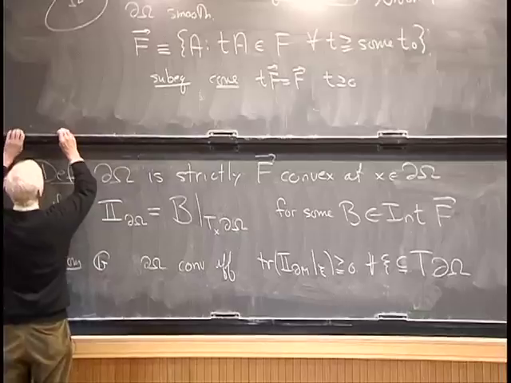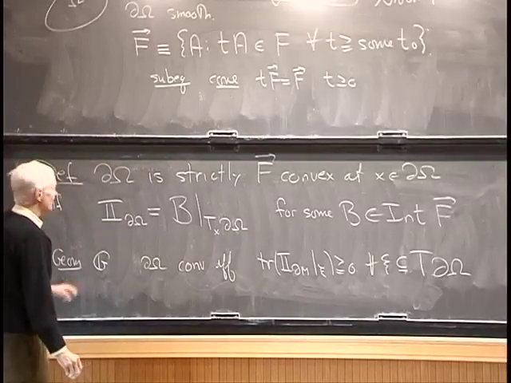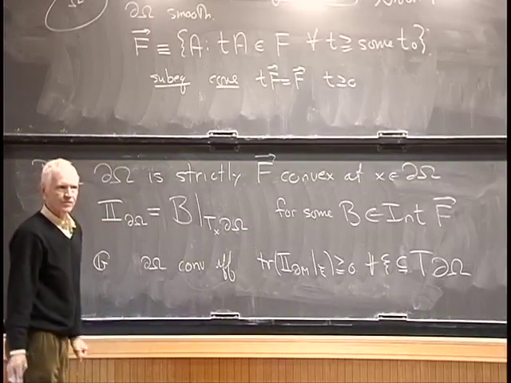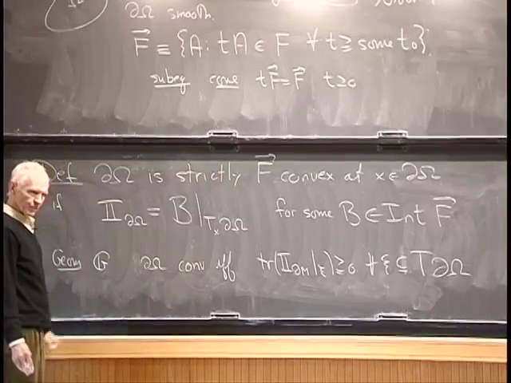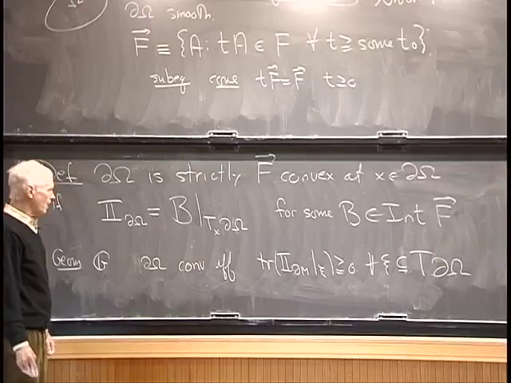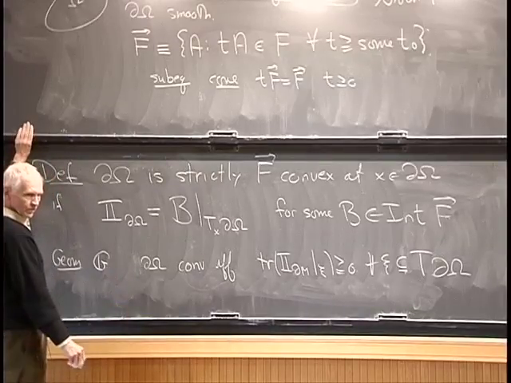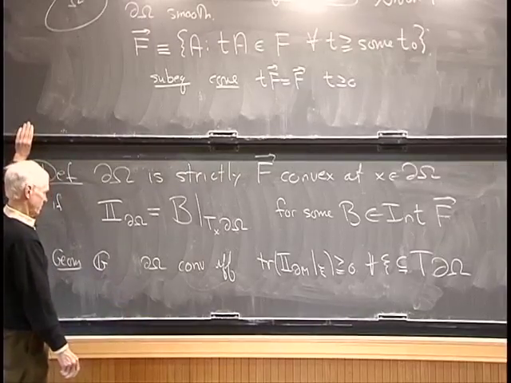The G here is associated with some calibration. G is just one of these compact subsets of the Grassmannian. It's a collection of a compact set of planes. And so it's just a along function.